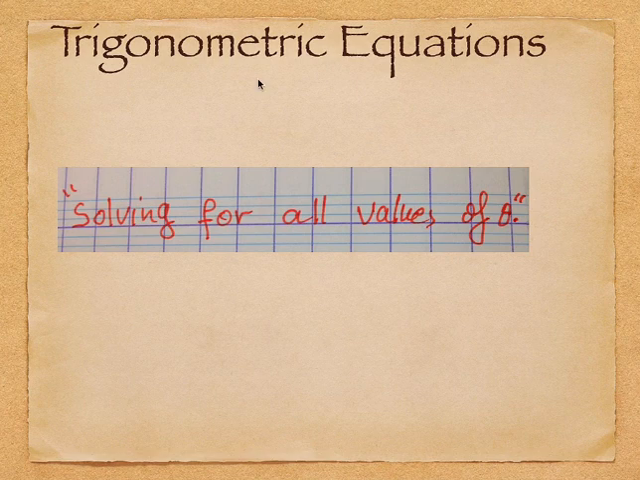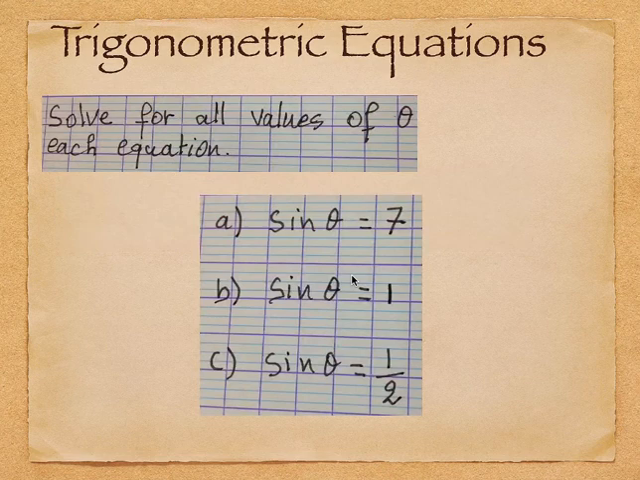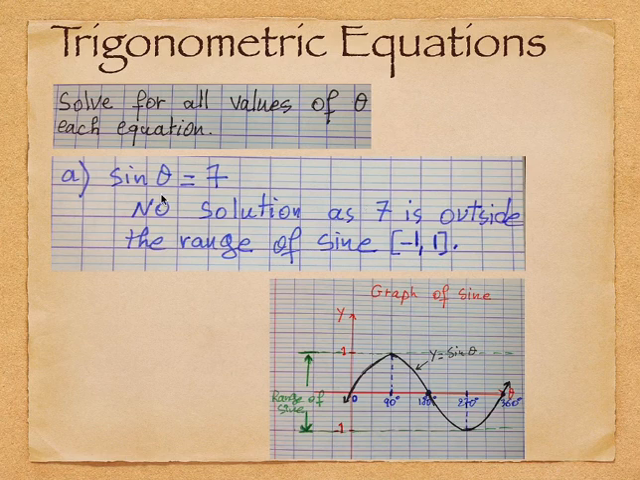In this video, I show you how to solve trigonometric equations when you are asked to find all the values of theta for your equation. These are examples on sine equations: sine equals 7, sine equals 1, sine equals half, for all values of theta. Let's start with the first one, sine equals 7.